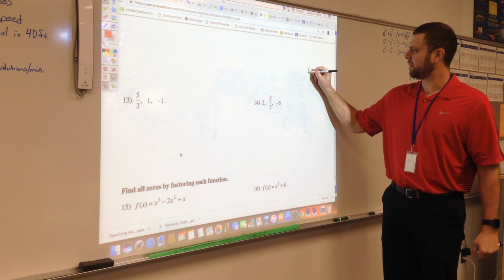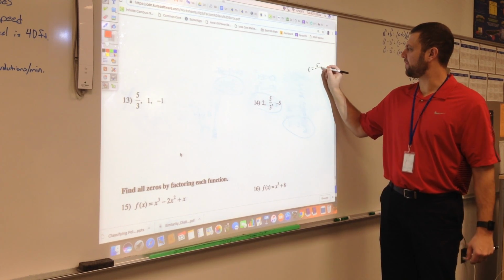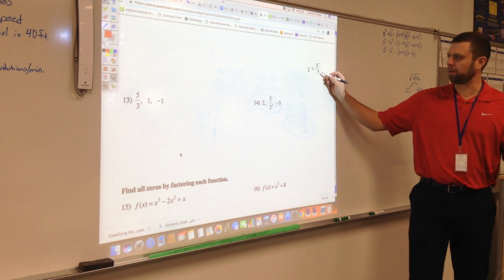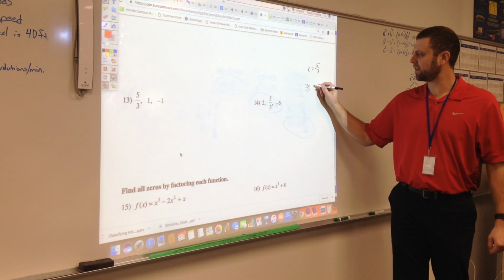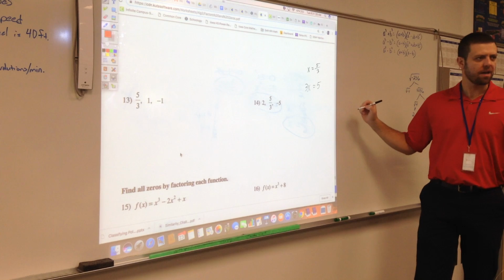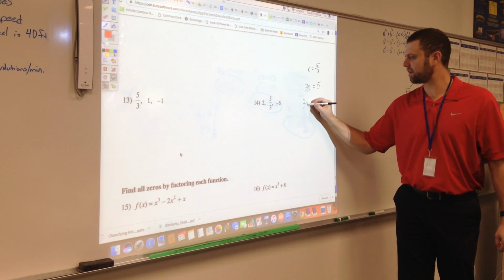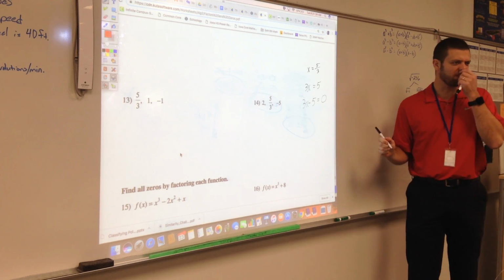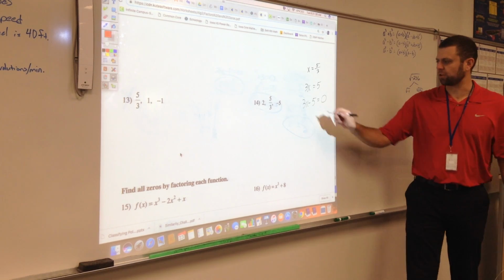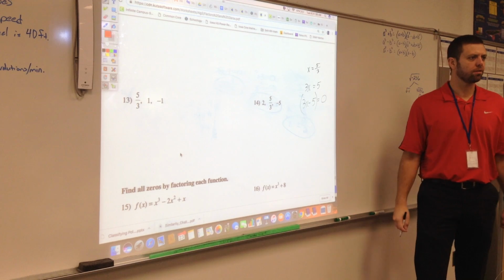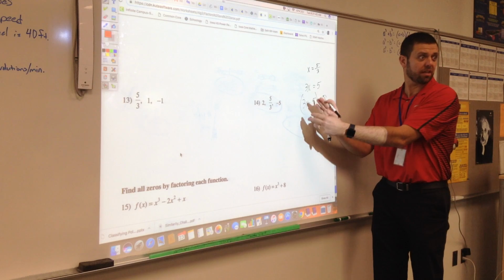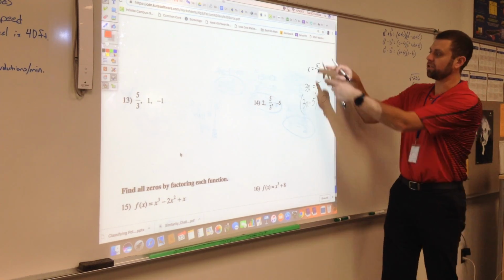Well, if x has to equal 5/3, you just multiply both sides by 3, and then subtract 5. And you get 3x minus 5 equals 0, right? So therefore, one of the factors is simply 3x minus 5. It's like working backwards, from setting the factor equal to 0 to get your answer.